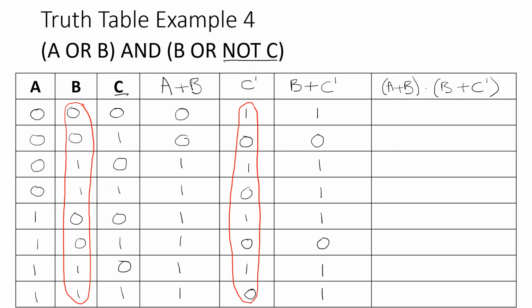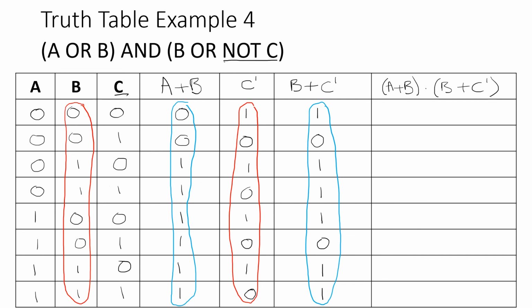And then we want the last column. We're ready to do the whole calculation. So we've got A or B and B or not C. And I'm going to highlight the 2 columns in blue this time. I'm going to focus on the A or B column and the B or not C column. So those 2 columns. And let me change my pen to black. Okay, and let's go. So this is an AND. Remember, it's an AND between the 2.